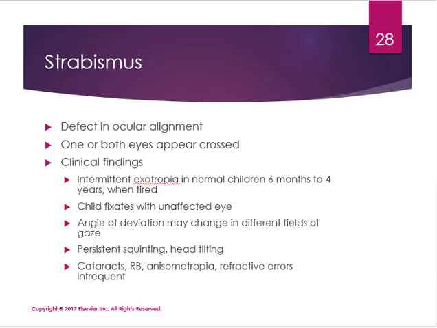Some clinical findings of this include intermittent exotropia in normal children anywhere from 6 months to 4 years when tired. So it's more pronounced as the child is tired. The child fixates with the unaffected eye. The angle of deviation may change in different fields of gaze. You may see some persistent squinting or head tilting, and you can also have some associated cataracts, retinoblastoma, anisometropia, and refractive errors are often infrequent.